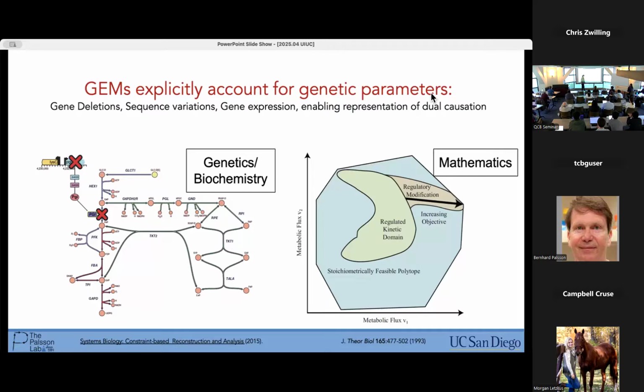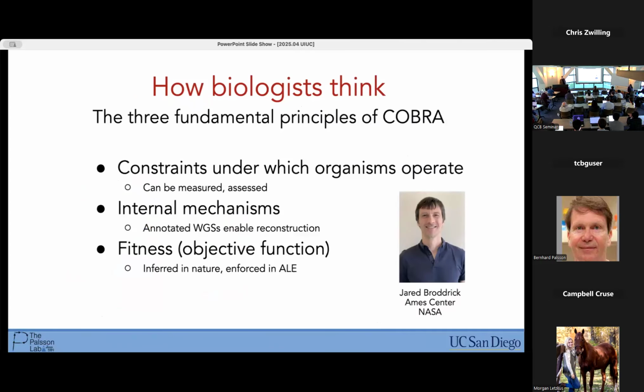The possible solutions, called the solution space, is a polytope, like shown there, that can be further shrunk if you have regulatory and kinetic information. But you can also describe evolution or adaptation of cells to a different environment using these models. And this is why biologists liked them a lot. They were adopted in the early 2000s almost right away. And Jared was a PhD student in biology and came to work in our lab to use them.